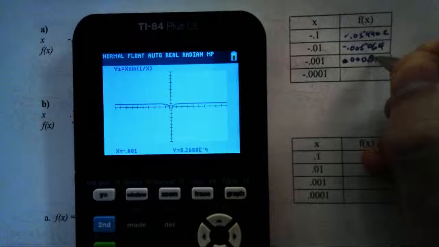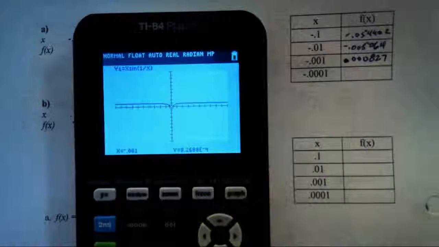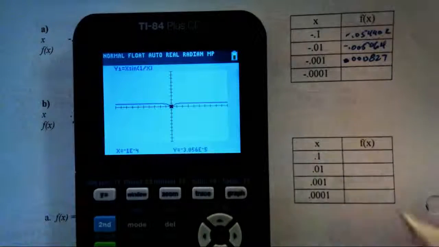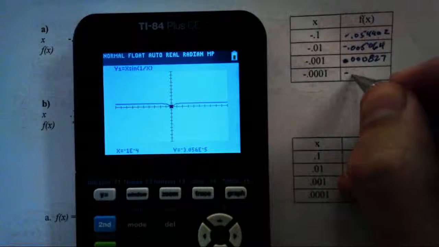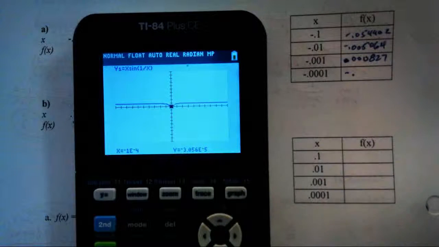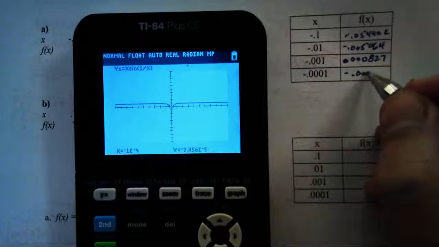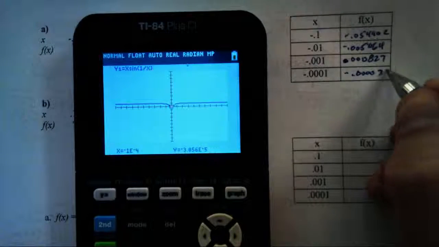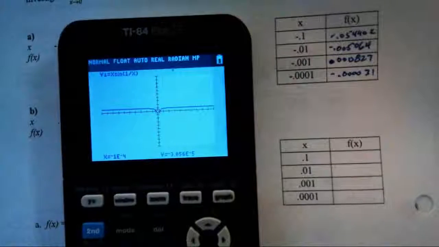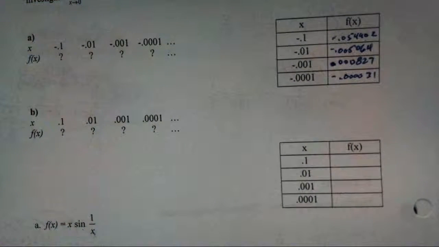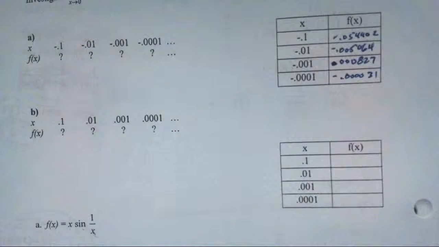0.000, 4th place, 827. And one more, negative 0.0001. Looks like it's negative point, this is to the fifth, negative fifth, right? Four decimal places, I've moved it one already, 2, 3, 4, 5, 3, 1. Okay, is it pretty clear what the purpose of this question is trying to get across?